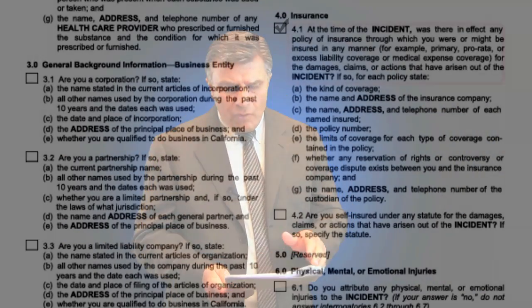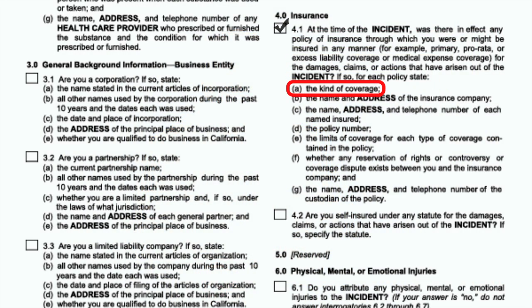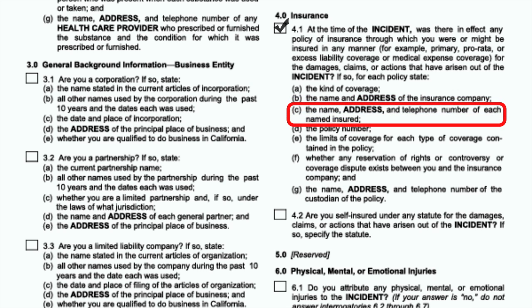And so then you'd go down and you'd answer each question. For example, the kind of insurance. Is it health insurance? Is it automobile insurance? The address of the insurance company. You'll probably find that on your insurance forms. The name, address, and telephone number of each named insured.